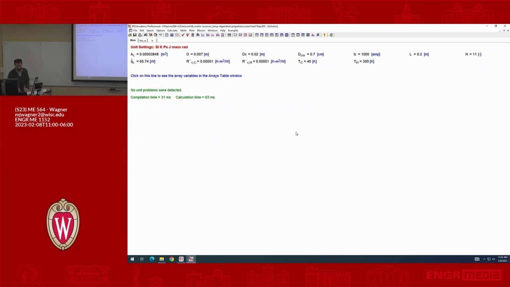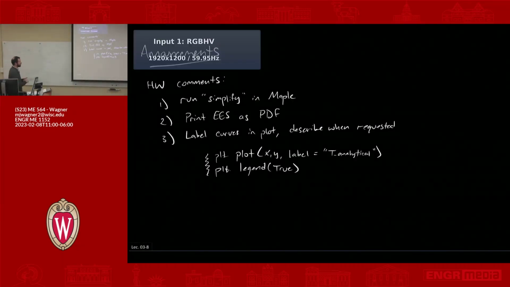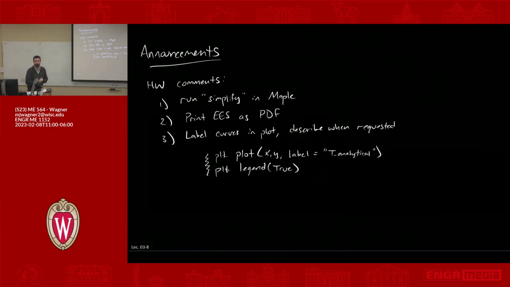That was comment number 2. Comment number 3 is make sure that when you're doing plotting, you're labeling the curves that you include. I think you're learning how to do all this stuff you need to do in Python and EES, so we'll give you kind of a pass on this one, but in the future you need to label everything that's in a plot.